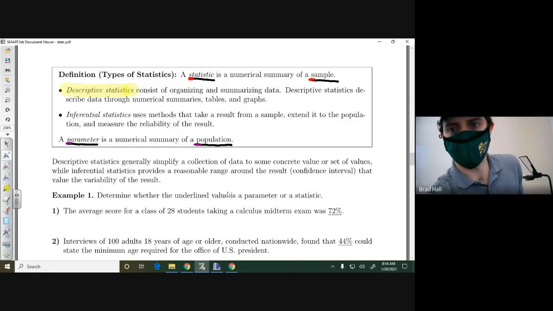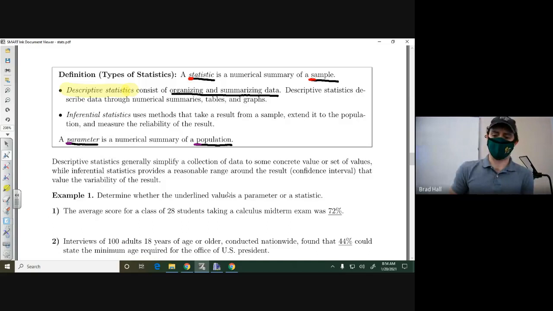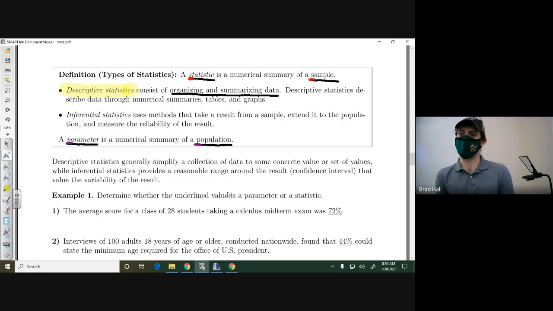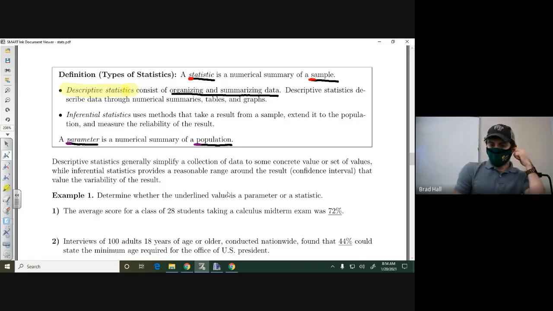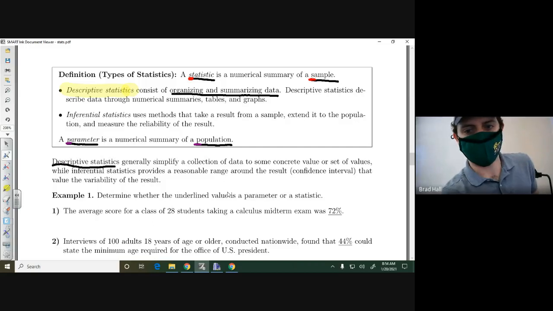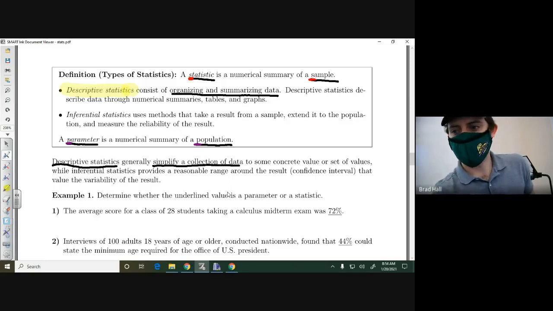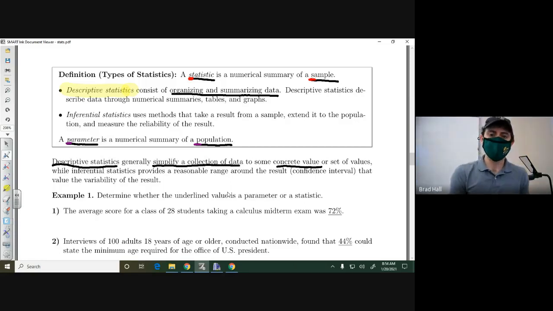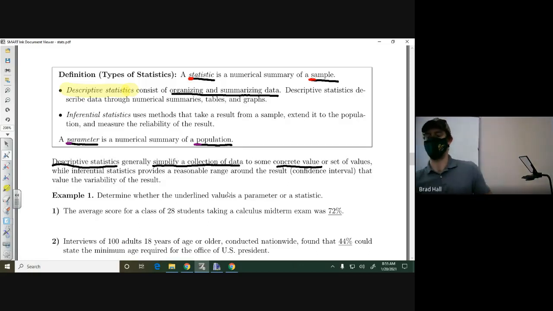So this might look familiar. Organizing and summarizing data. That's the second part of the statistical process that we talked about in the very beginning. Underneath the definition I say that descriptive statistics simplify some data to mainly some concrete value. So back to the heights of the Southeastern students, the average height you got would be a descriptive statistic. It's just a singular value that represents all this data.